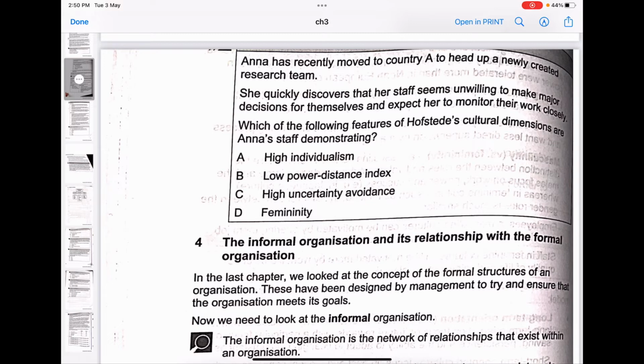Note that if they had low power distance, they would not want Anna to supervise their work so closely. There is insufficient information available to conclude anything on masculinity and individualism. That has not been mentioned clearly. They just saw that the staff are unwilling to make major decisions, which means they don't want to take on uncertainty. The answer is C: high uncertainty avoidance. They don't want any uncertainty.